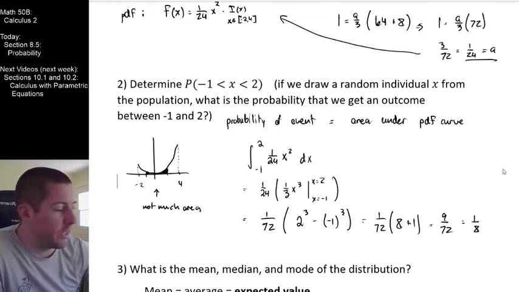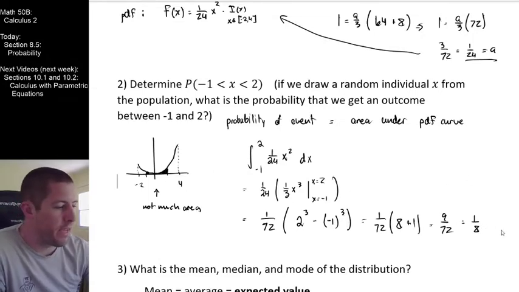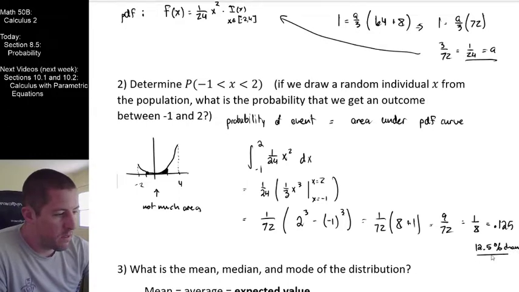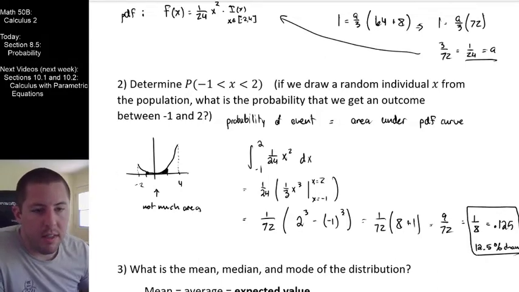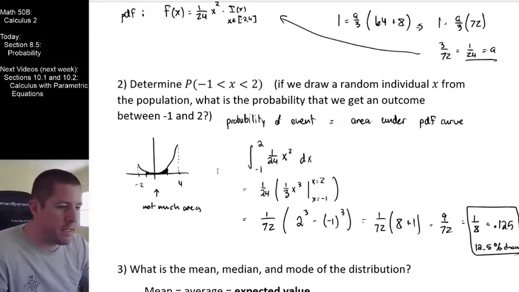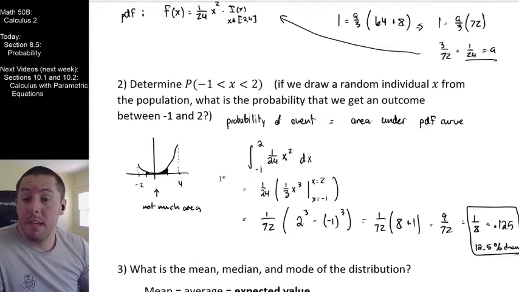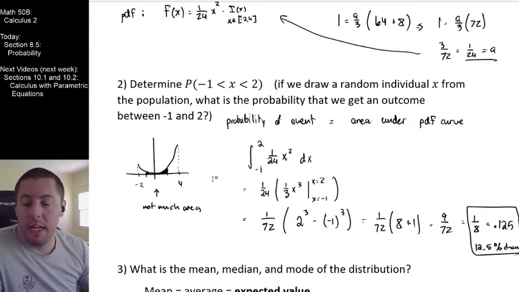So I think we made a really good guess right there. It's a little bit more than my guess of 1/10. 1/8 should be 0.125, or a 12.5% chance. I don't think I'm missing anything right there. So we're able to compute the probability of an event occurring given the probability distribution function and the bounds of the event.